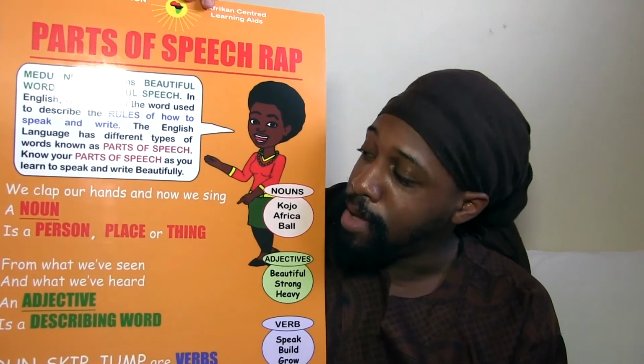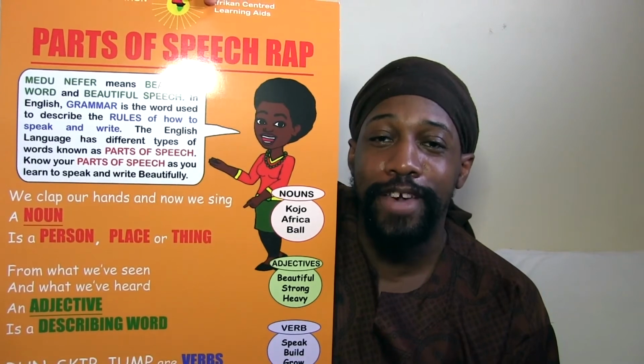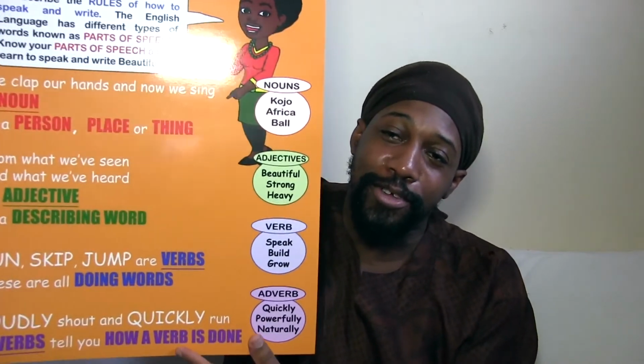The youngest them. We clap our hands and now we sing. A noun is a person, place, or thing from what we've seen and what we've heard. An adjective is a describing word, and so on and so forth.